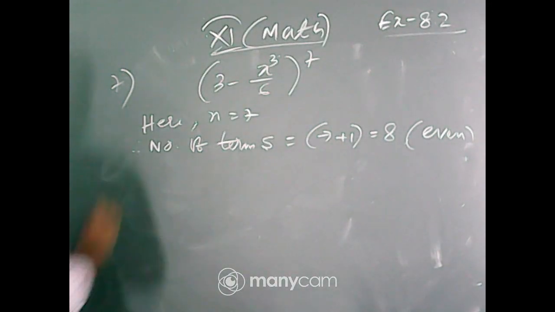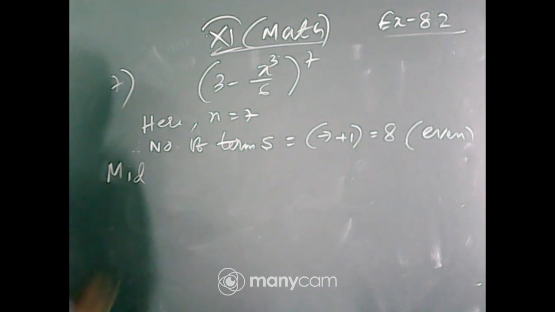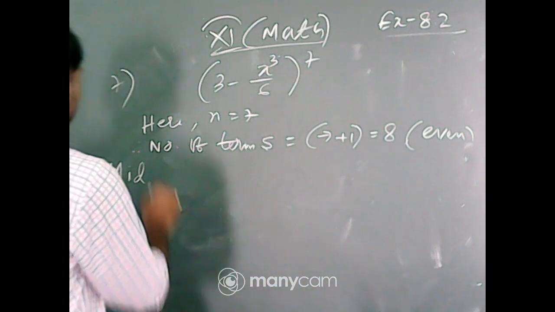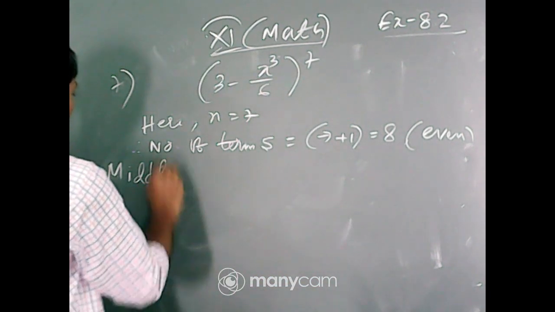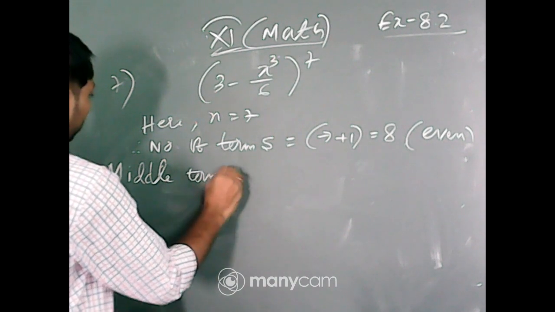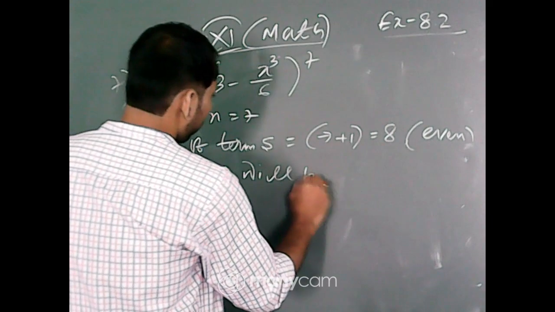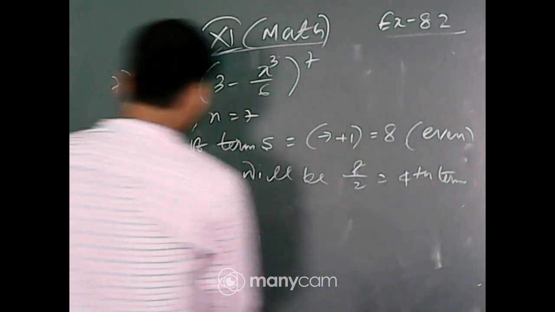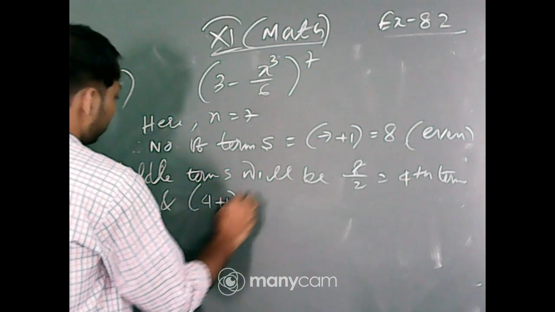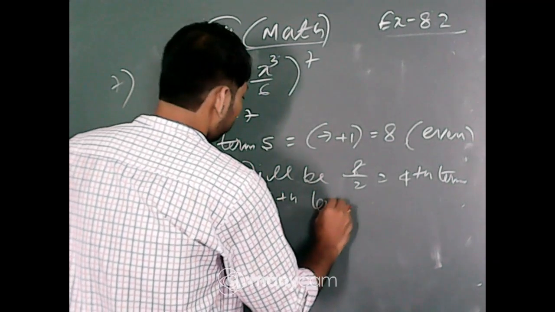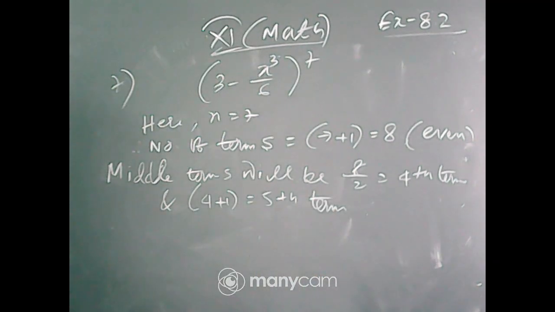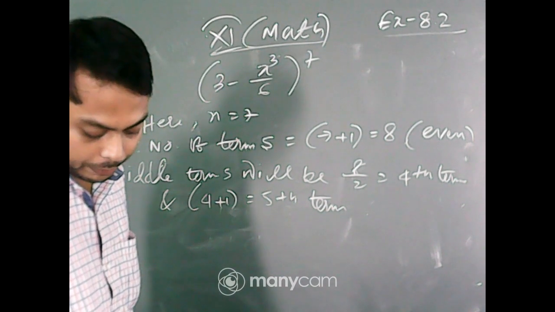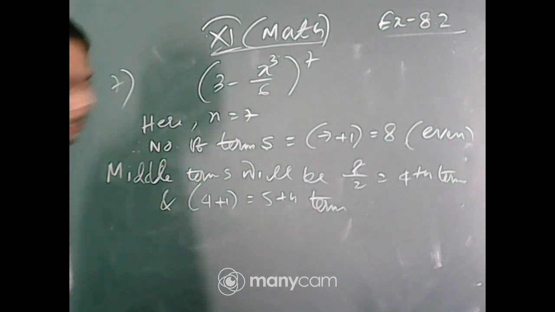So the middle term will be, so there will be 2 middle terms because the number of terms is even, that is 8. There will be 2 middle terms. So the middle terms will be 8 by 2, that is the fourth term, and the next one, that is the fifth term. So for finding the middle terms, you have to find the fourth term and the fifth term, that is T4 and T5.